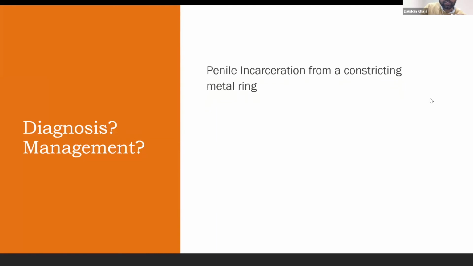So basically, think about the diagnosis. This is penile incarceration from a constricting metal ring. Now let's imagine yourself seeing this patient. You're not able to remove this one.